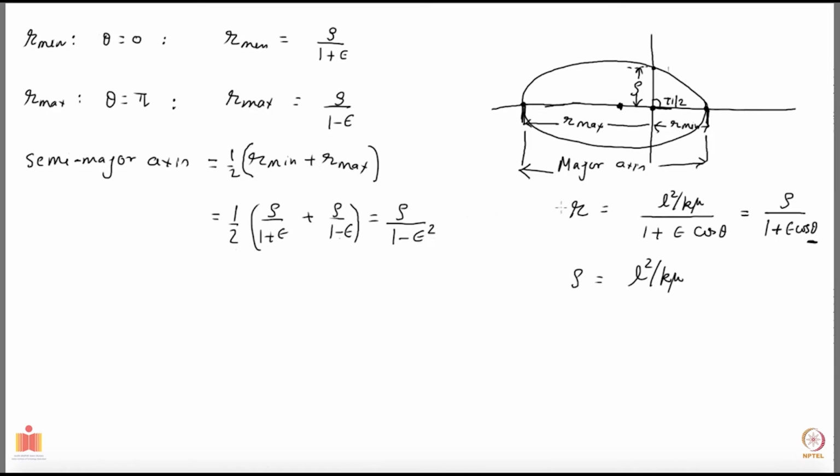Now how can I find out the semi minor axis, meaning this distance? Let me give the semi major axis a name. I'll call it A. And let's call this one B, semi minor axis. So B is defined to be the semi minor axis. And how can I find it out?